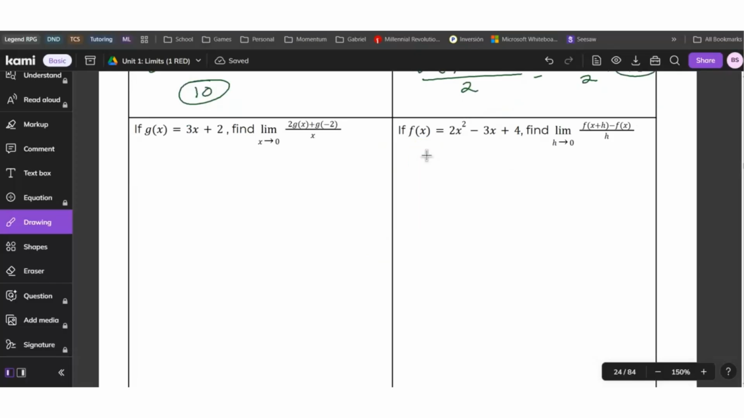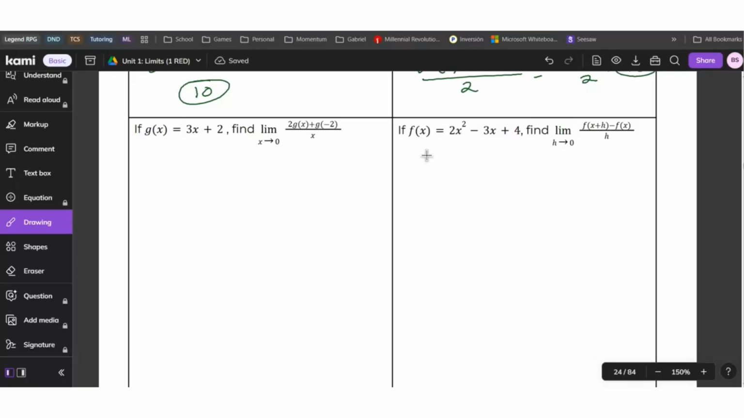Now, look, this one looks a little bit different, doesn't it? So, the first thing we should always do is try to plug it in. Now, if we plug it in, does it matter what g of 0 is going to be? No, because what's the problem? We're going to divide by x and we're going to divide by 0. We can't do that. So we need to do some algebra, right?